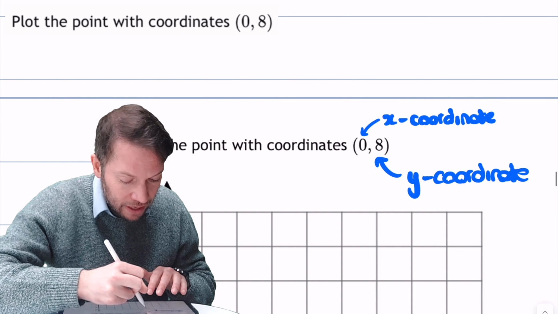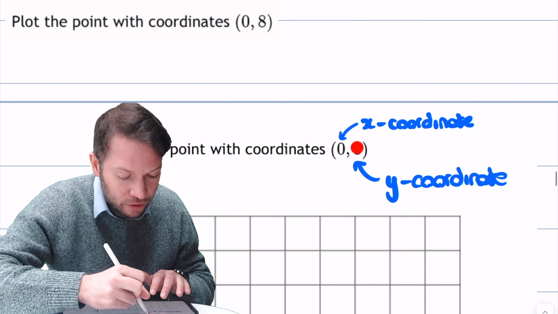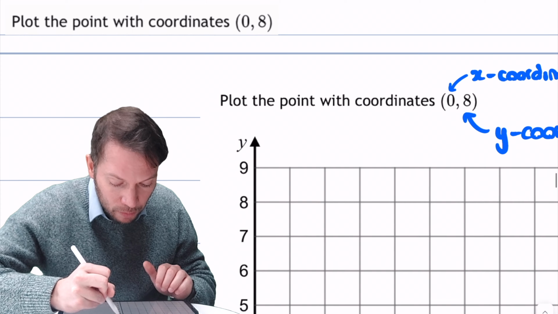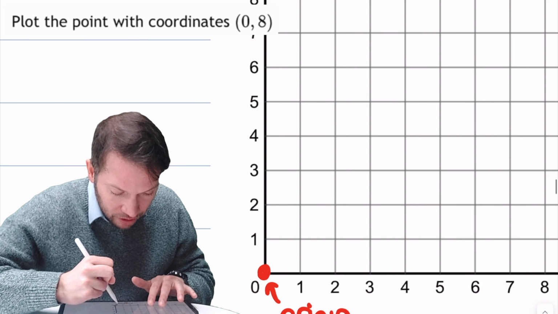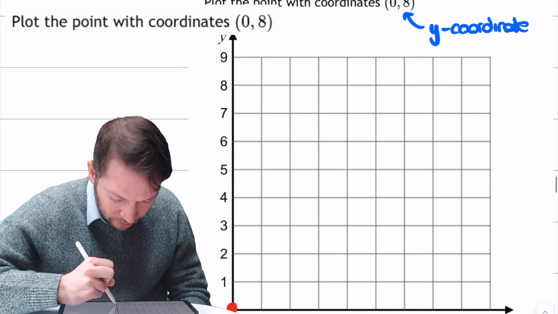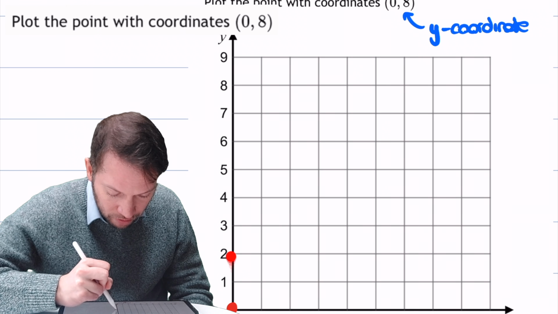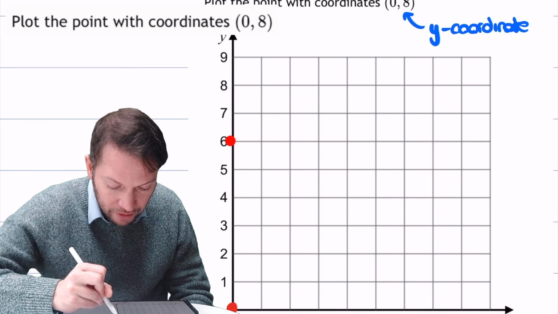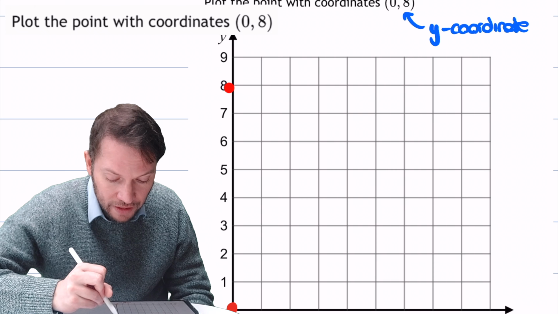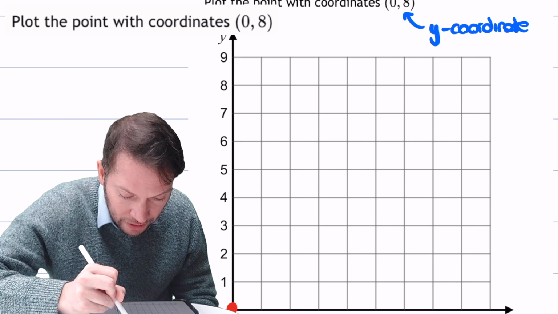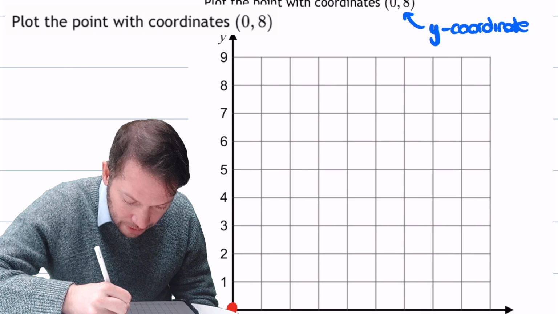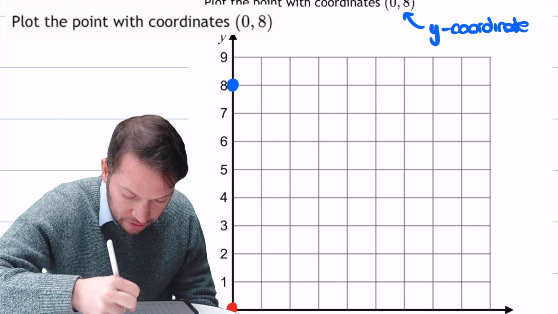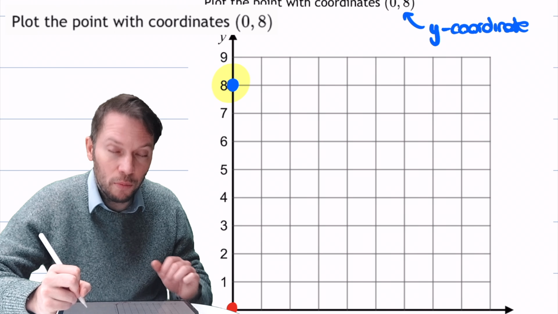And then the second value is the y coordinate. That tells you how far you move in the y direction. Well, look, this is the y direction. So it's telling us we need to move 8 in the y direction. So 1, 2, 3, 4, 5, 6, 7, 8. And we get to this point here. So I'm going to plot that. It's this point here. And let's just highlight it. That is going to be your point.